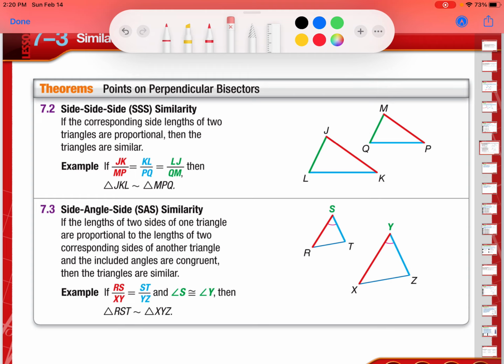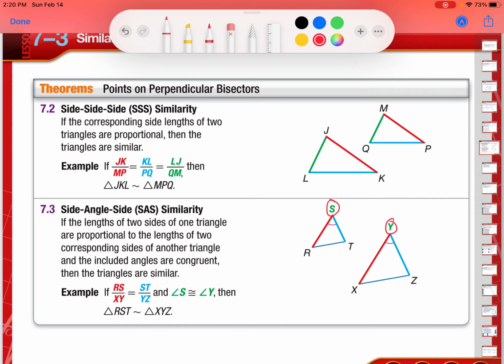Side angle side, what that says is if the lengths of two sides of one triangle are proportional to the lengths of two corresponding sides on another triangle, and the included angles are congruent, then the triangles are similar. So if we have a congruent angle like S and Y in this example, so if the sides on either side of that included angle are proportional, then we have a similar triangle. So it's very similar, using similar a lot, kind of annoying.